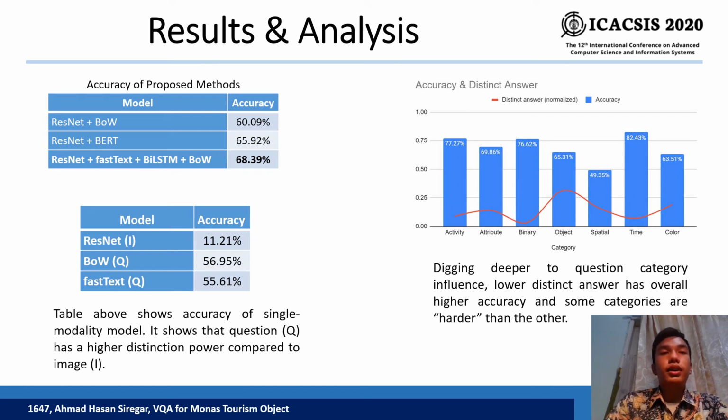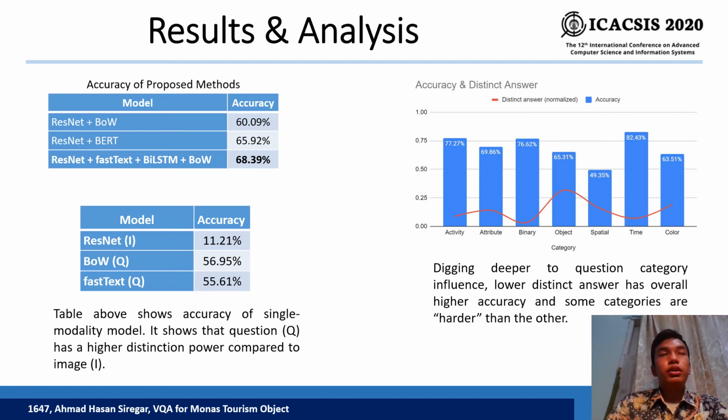experiment on a single input model. For example, this one, we only use the ResNet part, or the image input part. We get 11.21% accuracy, and when we only use the question input, we only use BOW, we have 57%, and FastText only we have 55.61%. The table above shows that question has a higher distinction power compared to image.